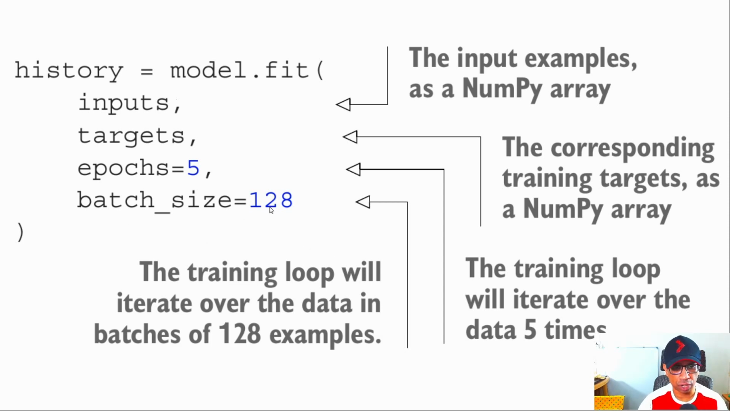And lastly, the batch size, which I have given 128. That means the training loop will iterate over the data in batches of 128. So your training may have millions of samples, but for each training loop 128 will be considered, and that's the way your machine can accommodate the huge number of samples for a large scale data set.